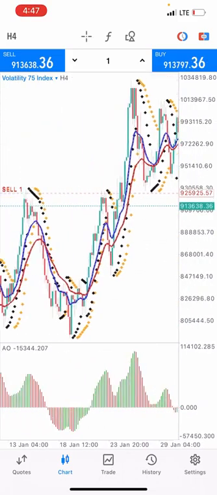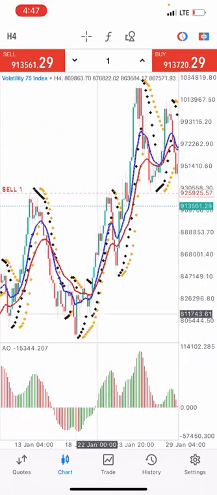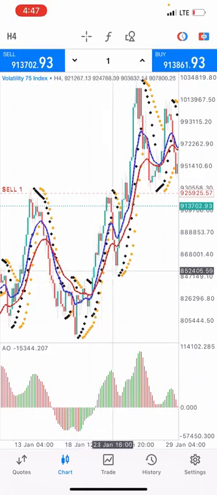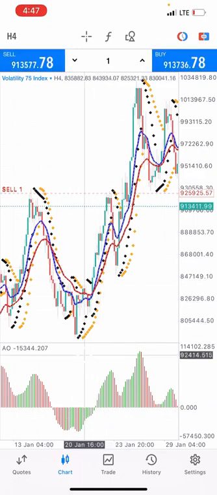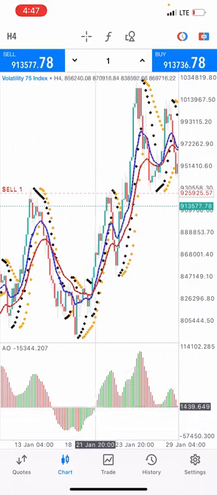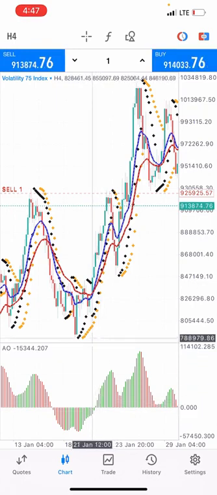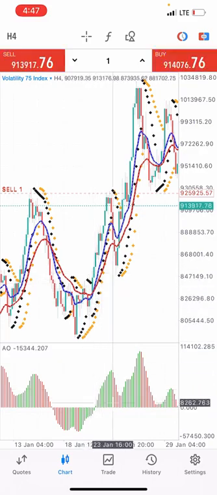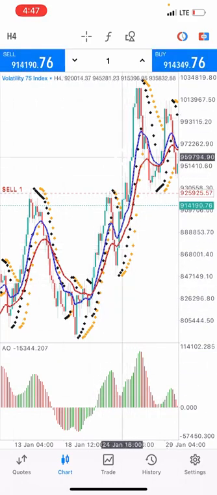I hope you understand this, guys. To get a buy, the blue moving average has to cross above the red moving average, the black parabolic SAR has to cross above the yellow parabolic SAR, and the awesome oscillator has to be above the zero level. As soon as you see it starting to go above the zero level, that's the first condition, second condition, and third one. So once the three conditions are met, you are good to place a buy or a sell.